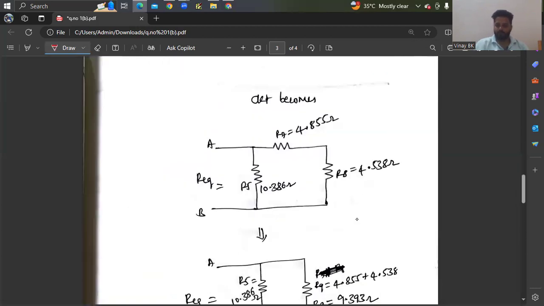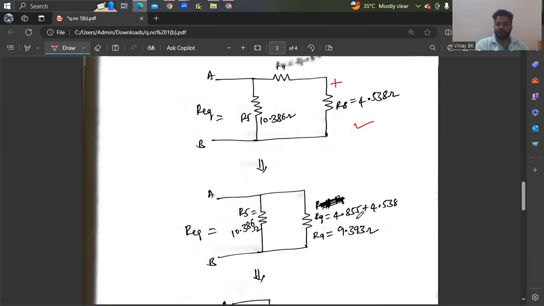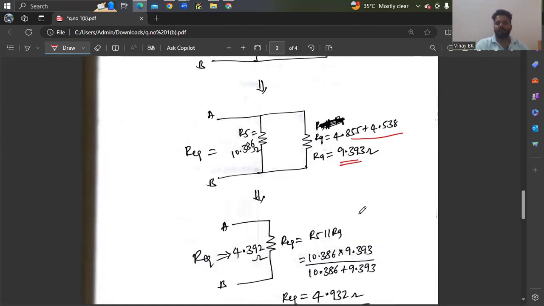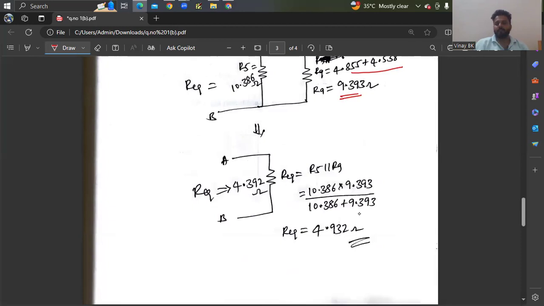See. So now R7 and R8 are in series. Therefore, you can get R9, that is nothing but 4.855 plus 4.538. Later, to find R equivalent, this R5 and R9 are in parallel. Therefore, by reducing this, you can get 4.932. Okay, this is the solution.